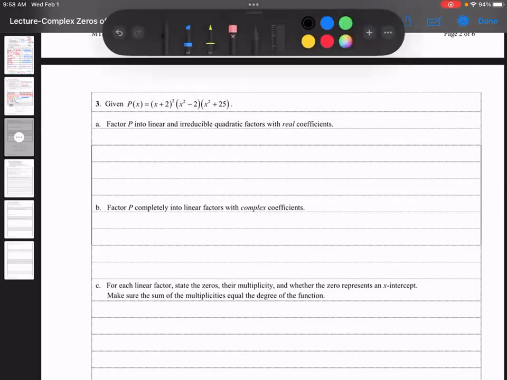Anybody want to read me what you have for 3A? x plus 2 quantity squared. I can rewrite it as x plus 2, x plus 2. And I don't think I can factor anymore, right? Because that's irreducible. What about x squared minus 2?